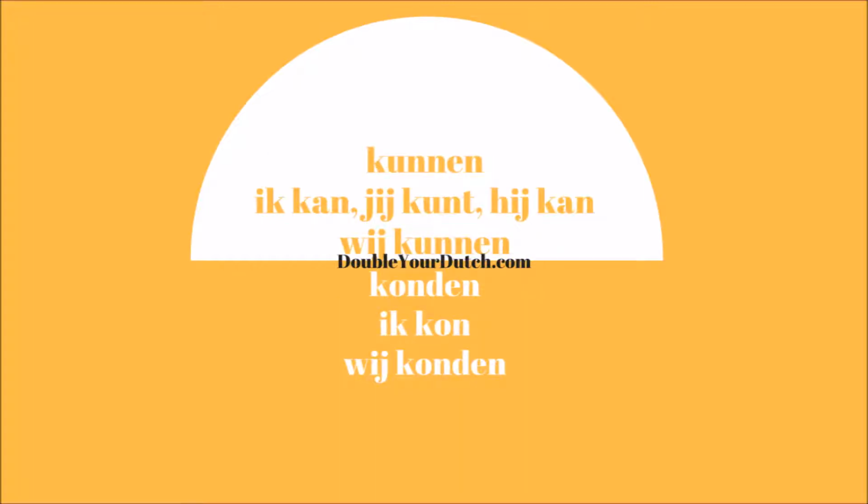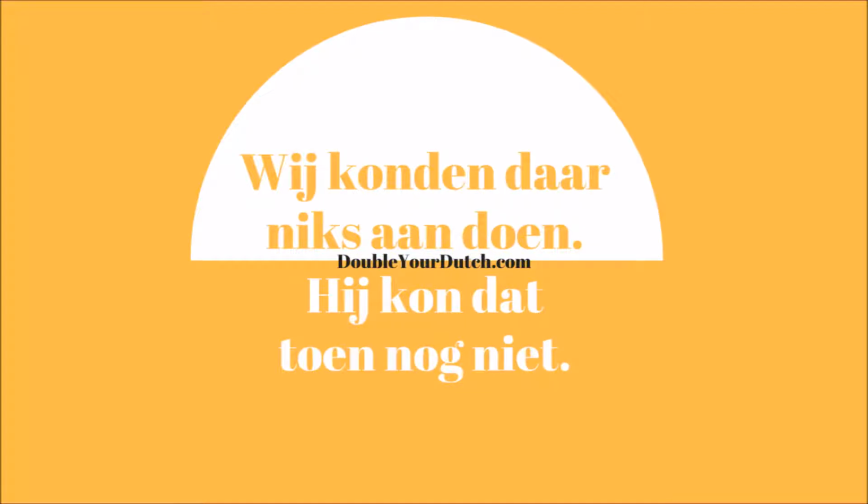Let's look at the past tense of kunnen. Kunnen is ik kan, jij kunt, hij kan, en wij kunnen. That's the present tense. Past tense is konden. Again, irregular. Ik kon, hij kon, jij kon, en wij konden. So all the versions are the same. Ik kon, wij konden. So you might say, wij konden daar niks aan doen. We could not, right, do anything about that. Daar, in this case, is that. Normally it's there, but in this case it's that.